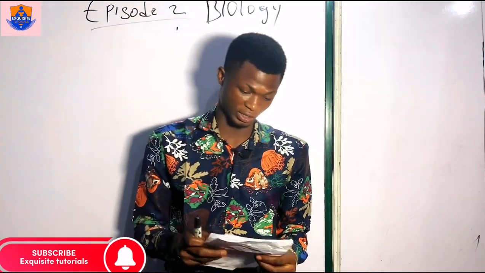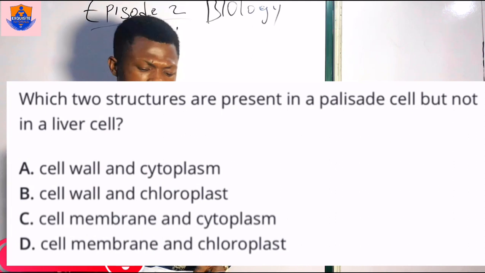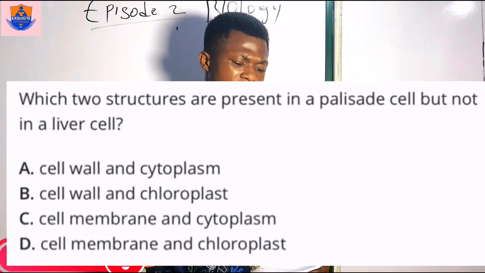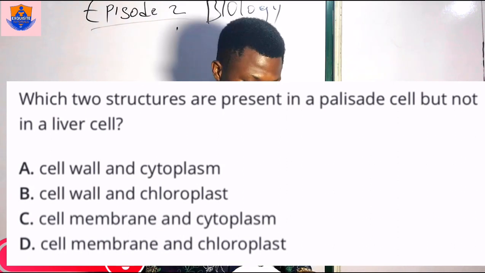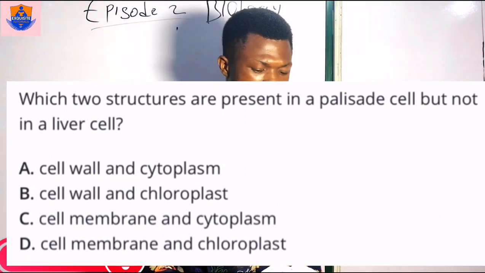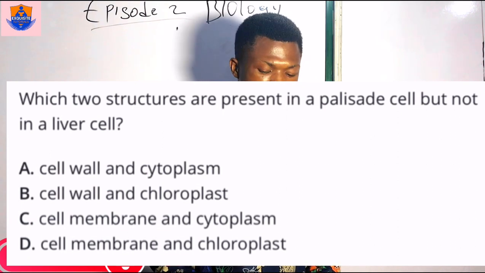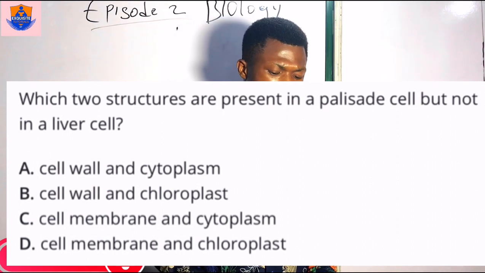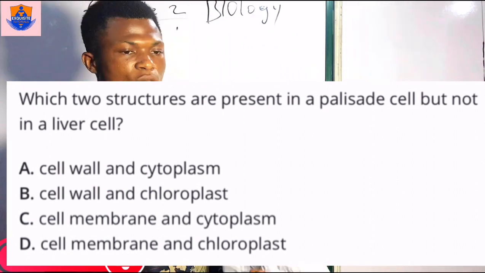Okay, let's move to the next question. This question said, which of the two structures are present in a palisade cell but not in a liver cell? A, cell wall and cytoplasm. B, cell wall and chloroplast. C, cell membrane and cytoplasm. D, cell membrane and cytoplasm.